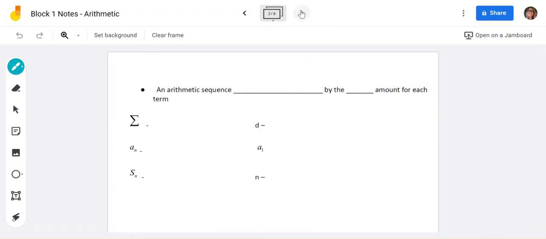So, an arithmetic sequence increases or decreases by the same amount for each term.